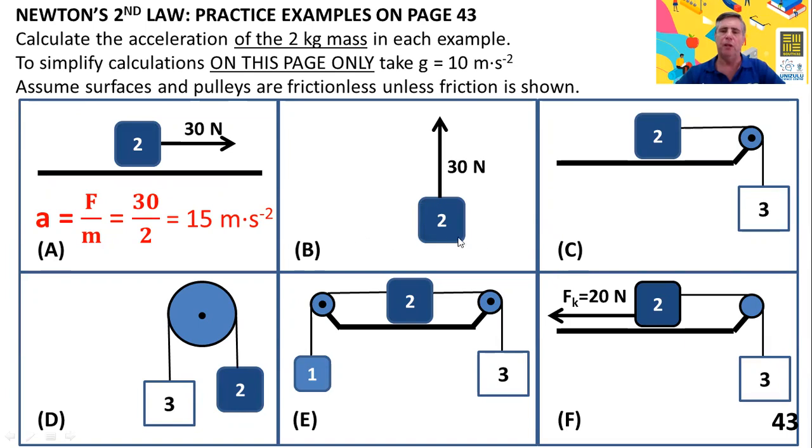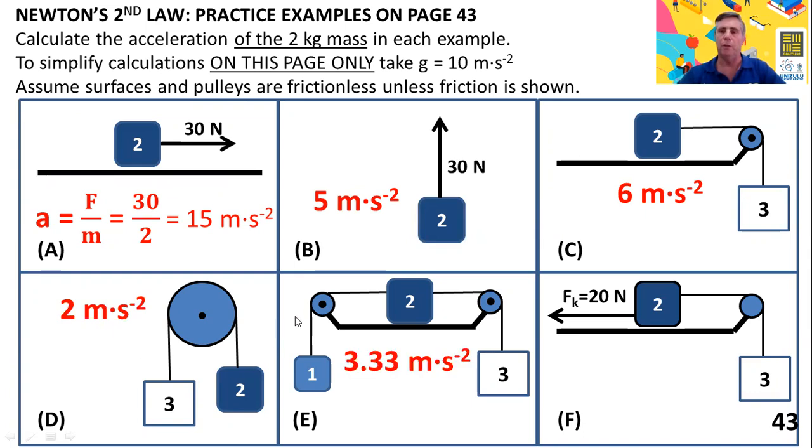In B, the acceleration of the 2 kilogram mass piece will be 5 meters per second squared. In C, it'll be 6 meters per second squared. In D, 2 meters per second squared. In E, 3.33 meters per second squared. And in F, 2 meters per second squared.